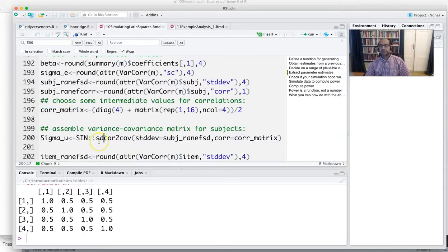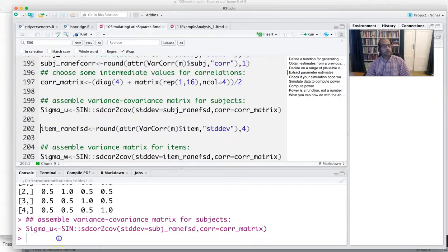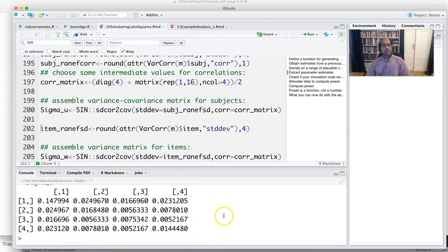So there's a built-in function in R, in this SIN package, that takes the standard deviations, takes the correlation matrix, and converts it into a covariance matrix. This is what I've done here. I've given this vector of standard deviations and the correlation matrix, and when I run this command, what I get, lo and behold, is a variance covariance matrix that represents the subject random effects.